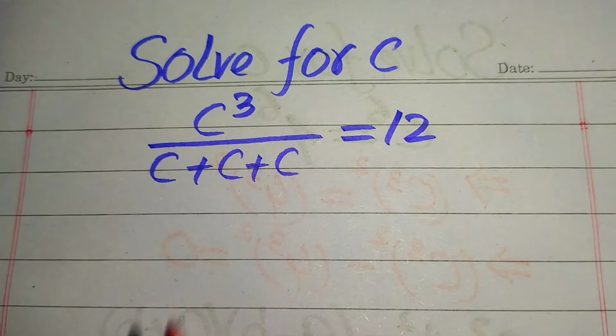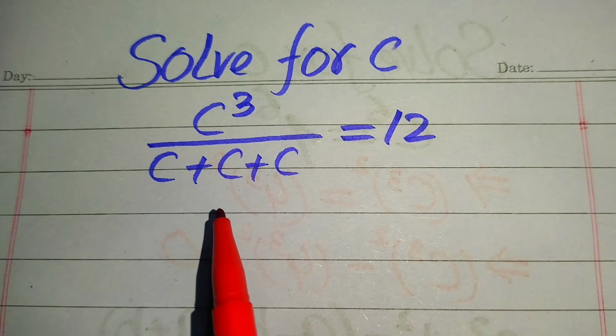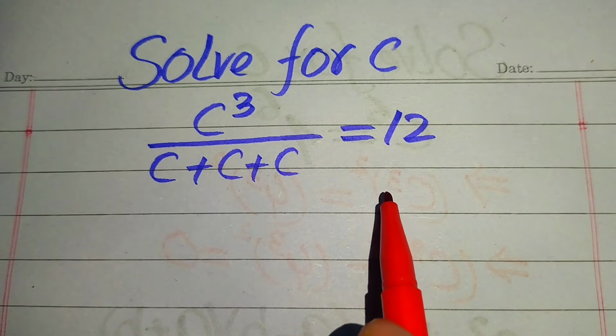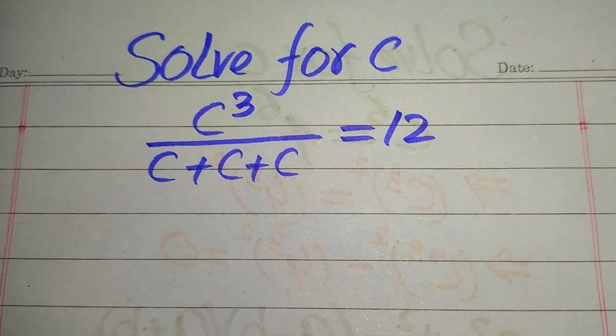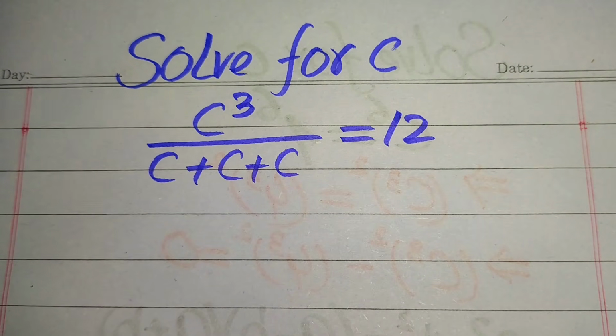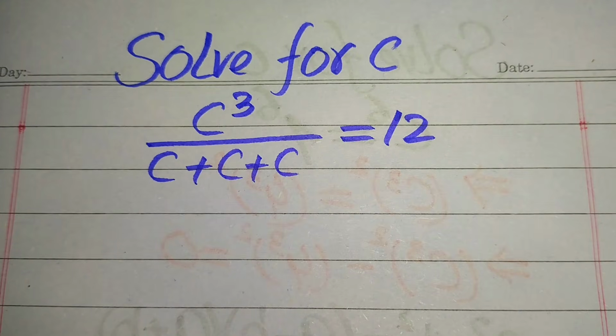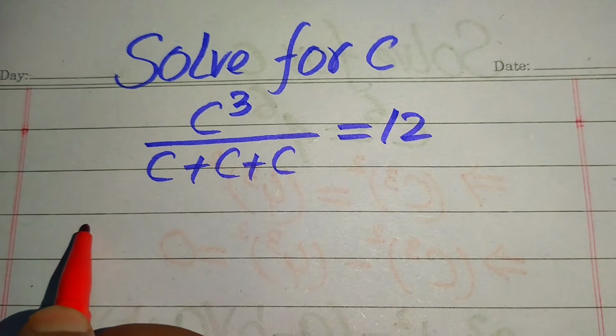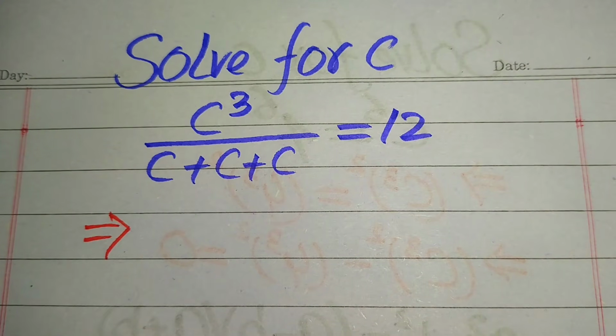So here we have c cubed divided by c plus c plus c is equal to 12, and we solve this problem for all the values of c. So here first we find all the roots of this equation, and at the last we will verify which of the roots are solutions and which of the roots are extraneous roots. And now we move towards the solution of this problem. I hope you like this method.